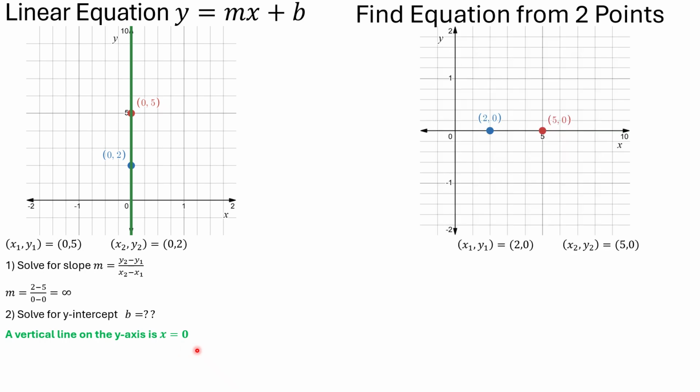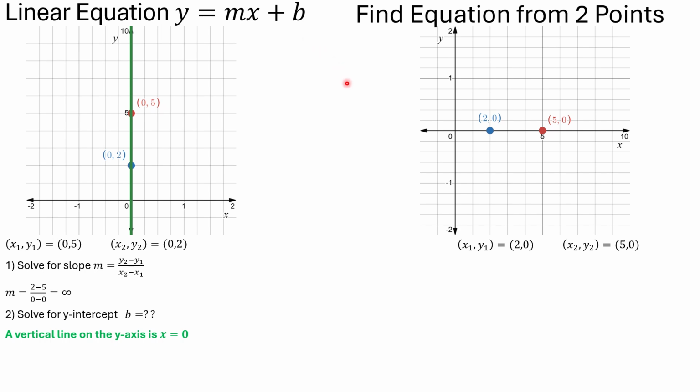And in this case, we're going to have 2 points. Instead of on the y-axis, we're going to have them on the x-axis. So I just swapped my x and y components. So I have 2, 0 and 5, 0 instead of 0, 5 and 0, 2. Okay, so for this one, we can solve for a slope, and I can solve for y-intercept.